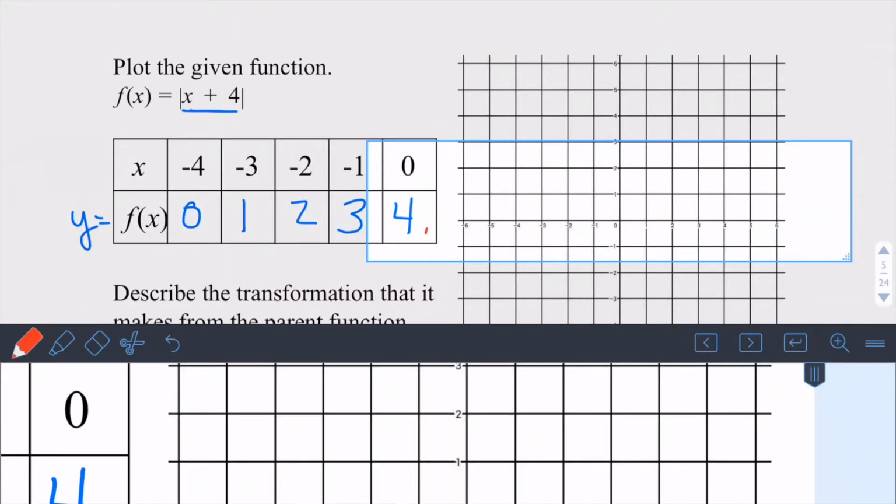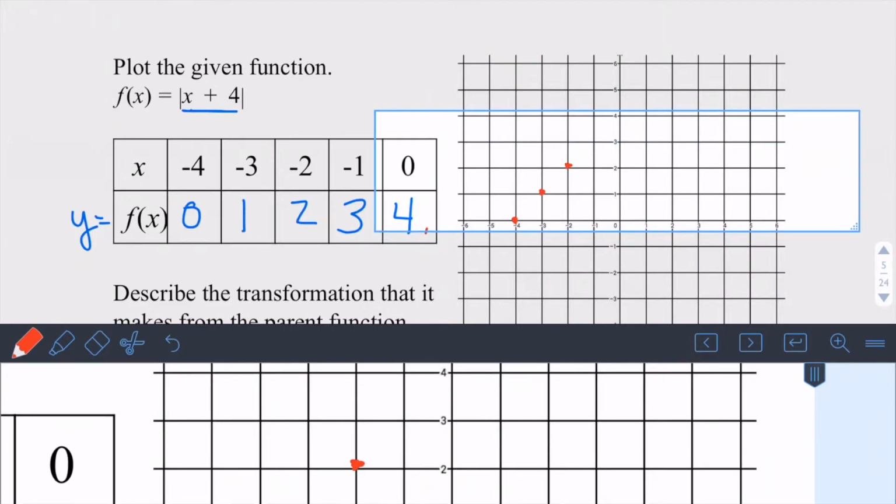Start at -4, 0. So I go back 4, 0. And then I go -3 and I get 1. And I go -2 and I get 2. And then I go -1 and I get 3. Doesn't seem like I'm getting the V shape like we want, so maybe let's pick some more points.